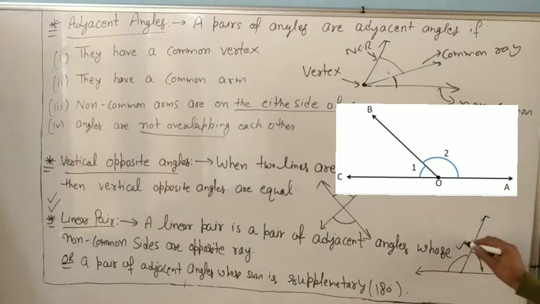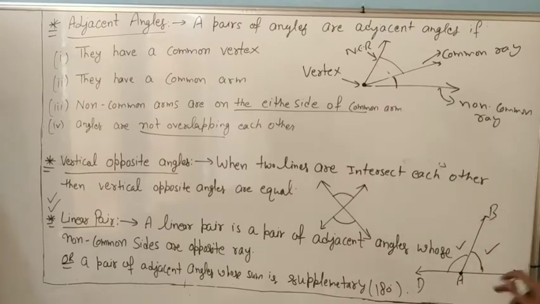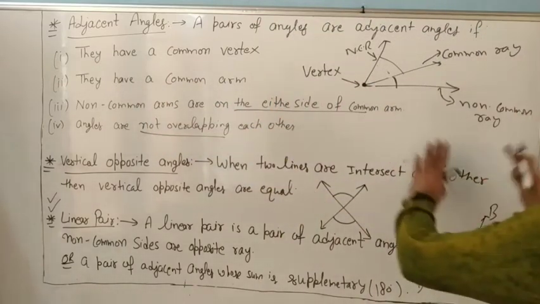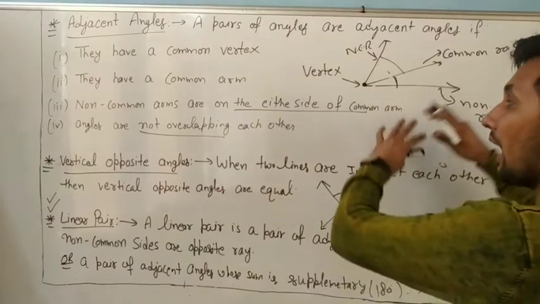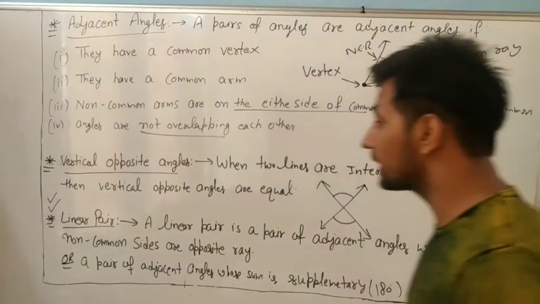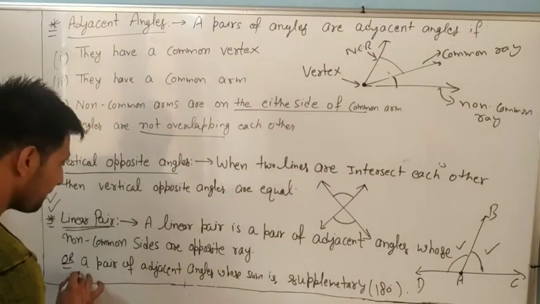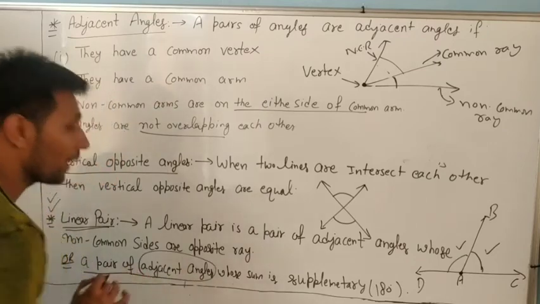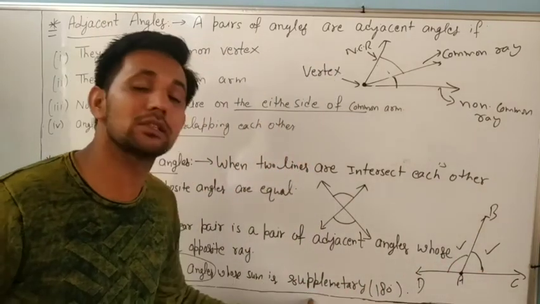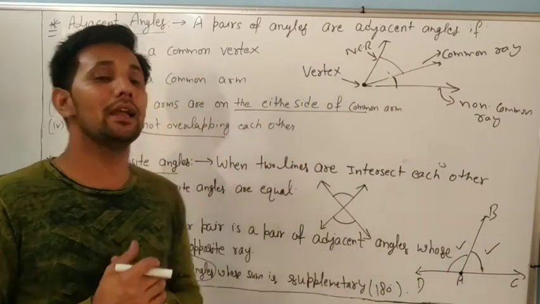They are adjacent also. Why? Because these two angles have a common vertex A, and a common arm AB, and non-common arms on either side: one on the left side, one on the right side. But what is a linear pair? A linear pair means a pair of adjacent angles whose sum is supplementary, meaning 180. Then they are a linear pair.